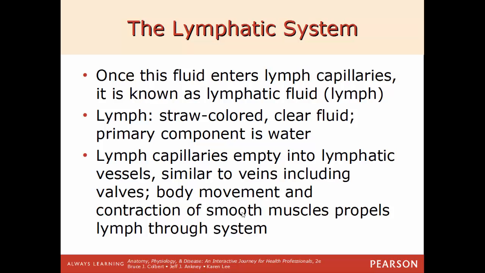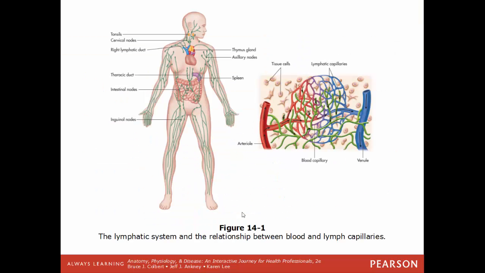Now, lymph is a straw-colored clear fluid, and its primary component is water. Lymph capillaries will empty into lymphatic vessels. These are going to be very similar to veins, but even thinner. Many of them will have valves to prevent backflow of lymph. In addition to these valves, body movements through the skeletal muscle and smooth muscle help propel lymph throughout the lymphatic system.